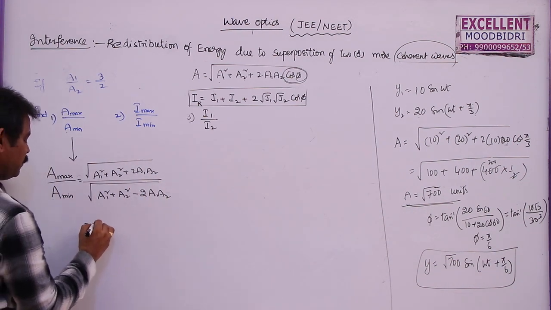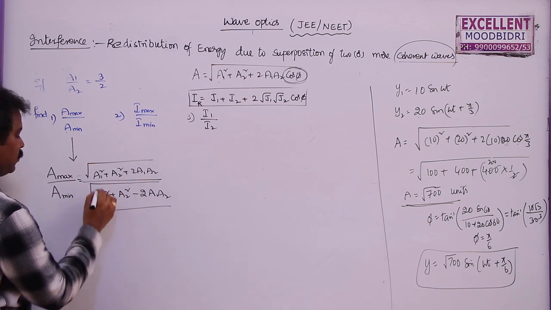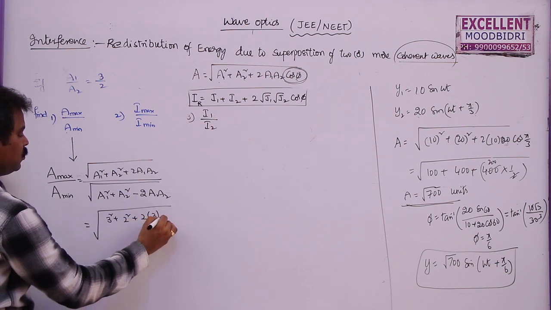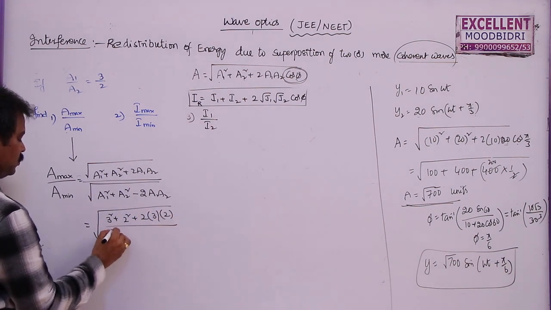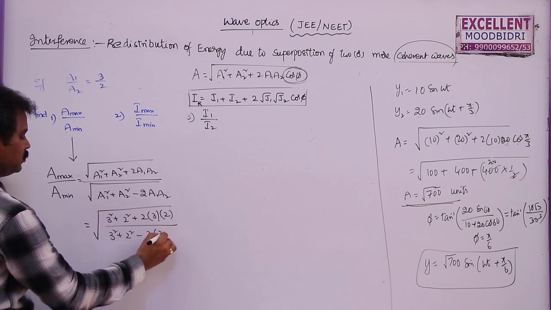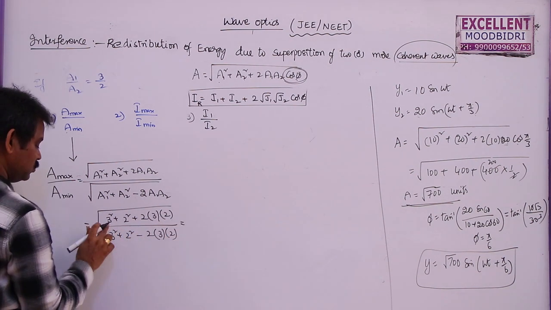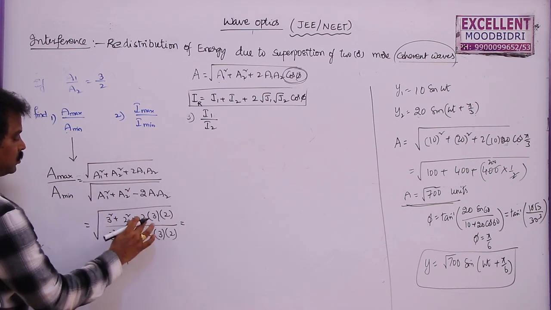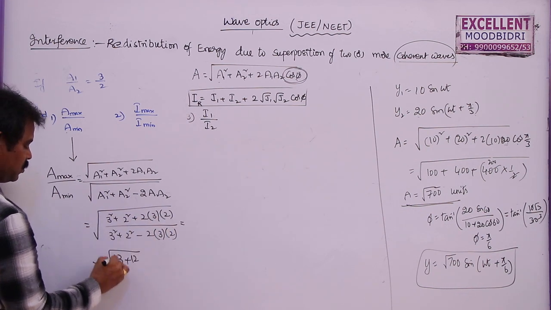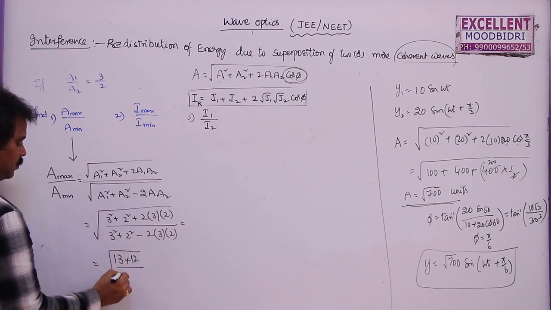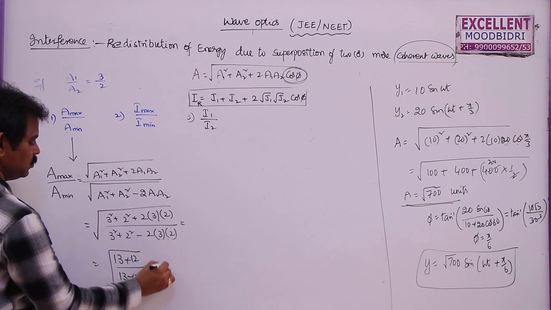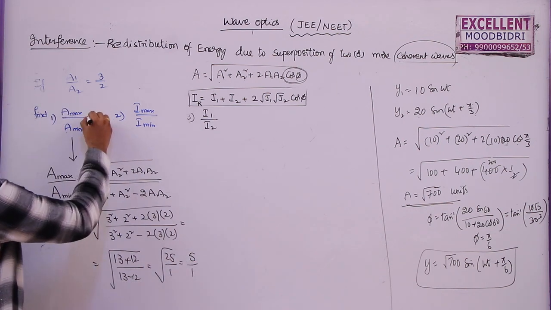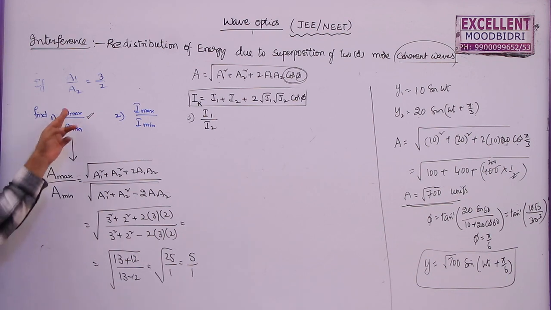So this is given by root over A1 square, that is 3 square, plus 2 square plus 2 into 3 into 2, by root of 3 square plus 2 square minus 2 into 3 into 2. So you can see this as 9 plus 4, 13. This is 2 twos are 4, plus 3, 12 here. Root of 13 plus 12 by 13 minus 12. So this will be root 25 by 1, or 5 by 1. So this is the ratio of A max to A minimum, maximum amplitude by minimum amplitude.